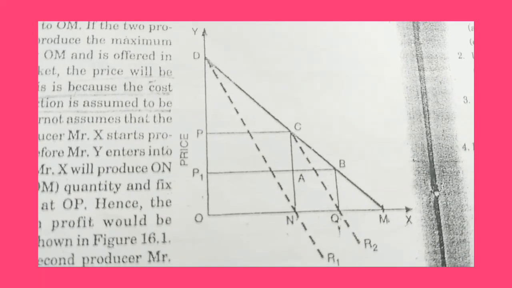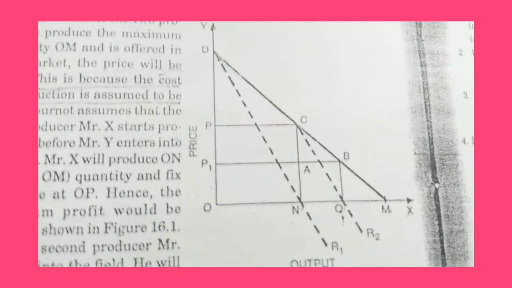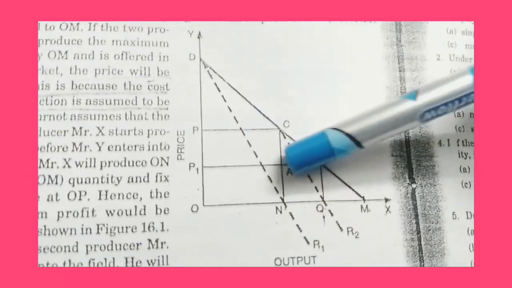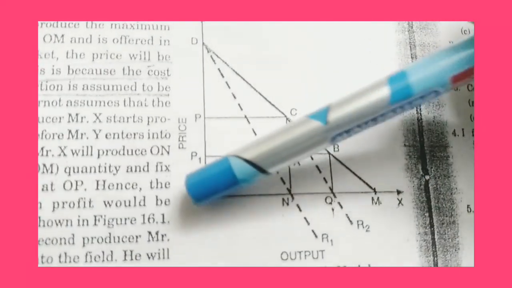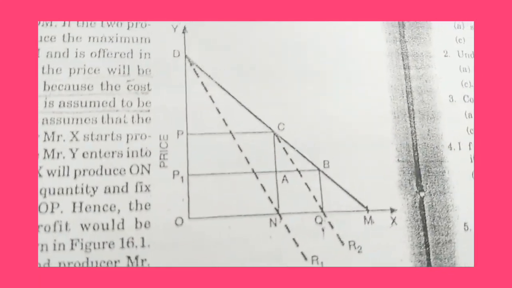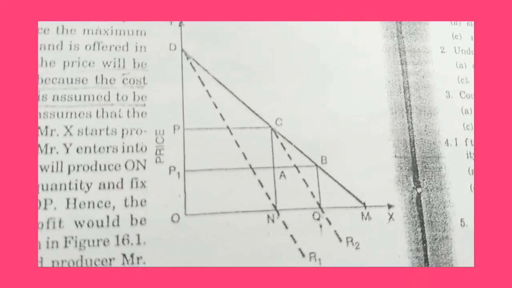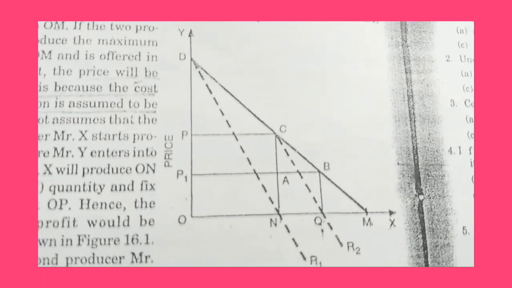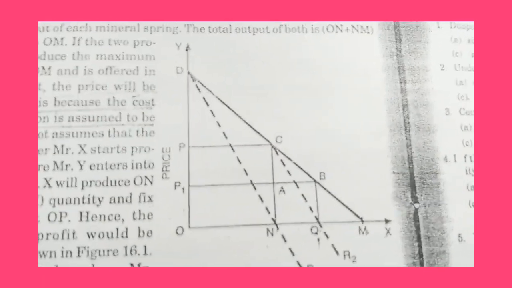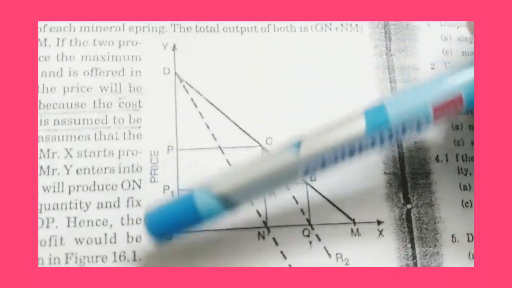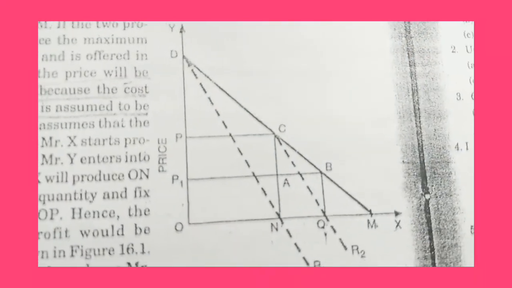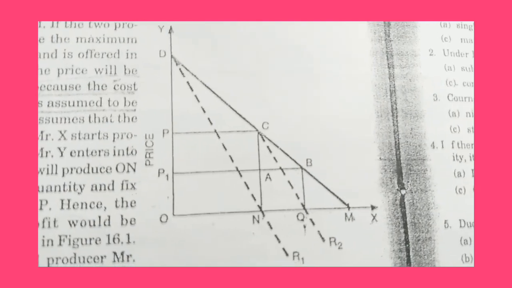Now, the profit for the first producer, Mr. X, is ONAP1. Now the profit is reduced. And the profit for the second producer, Mr. Y, is NQBA. From this, the anticipated profit of Mr. X has come down from ONCP to ONAP1 because the second producer fixed the price at OP1.